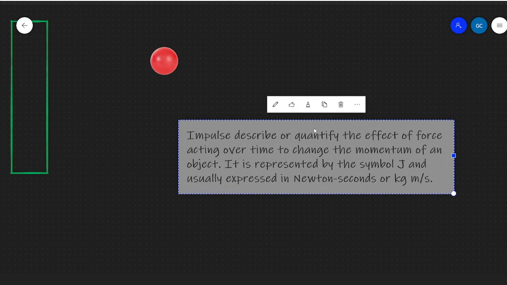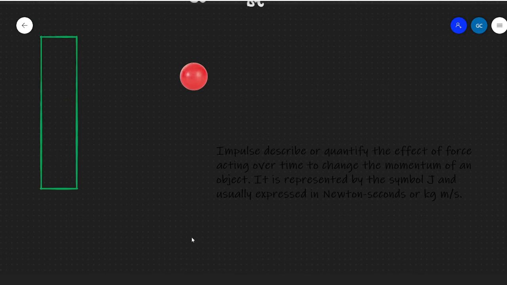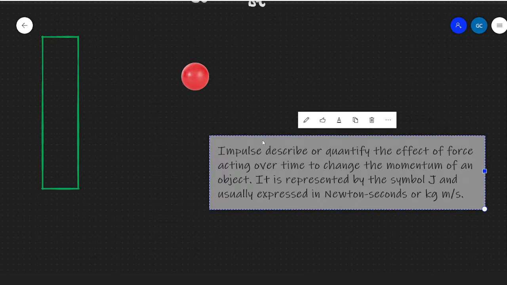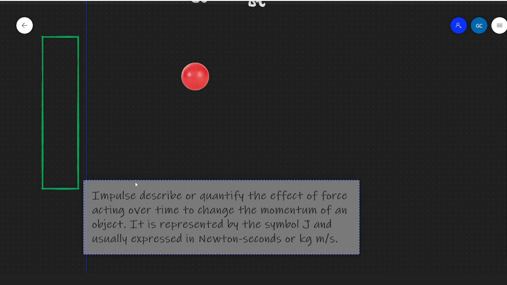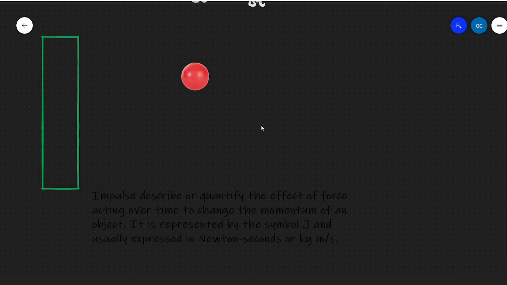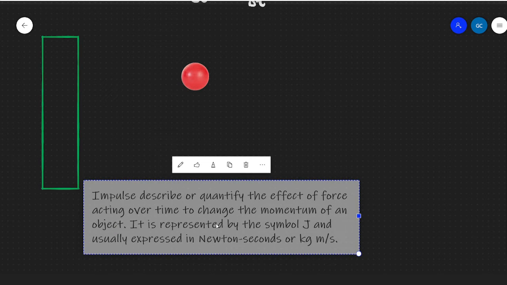So kung titingnan natin, parang yung sa ano lang din, nung pinag-usapan natin yung work at saka yung ating work and energy. So same sila ng ginagamit na quantity. But for this, impulse is actually the change. It is the effect of force acting over time to change the momentum of an object. So, kumbaga, basically, this is the change in momentum.